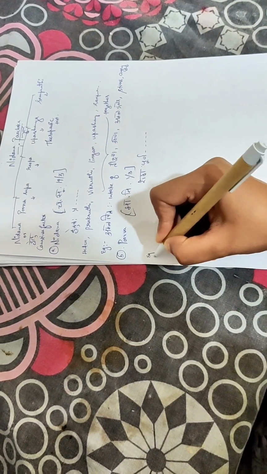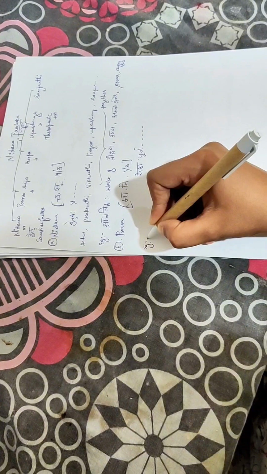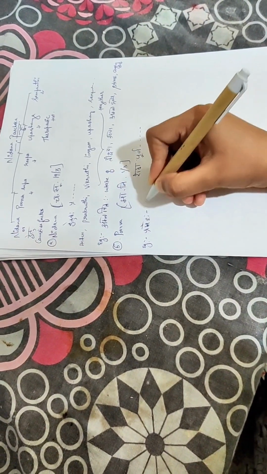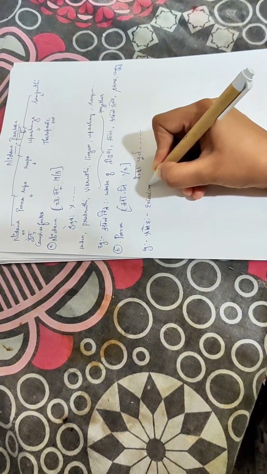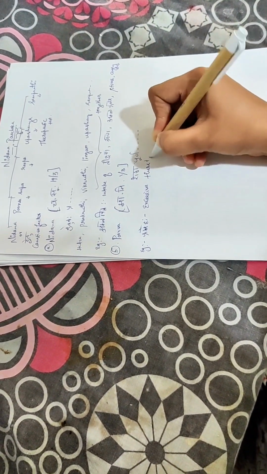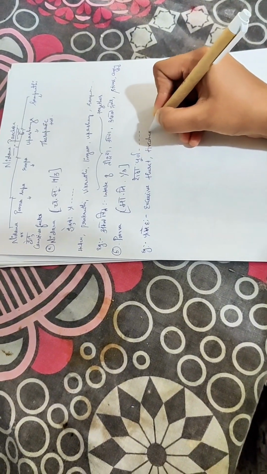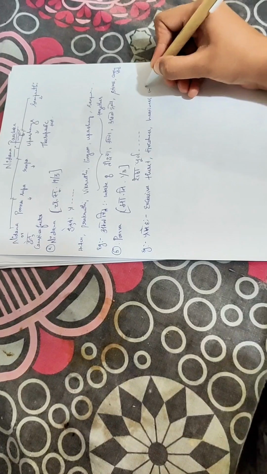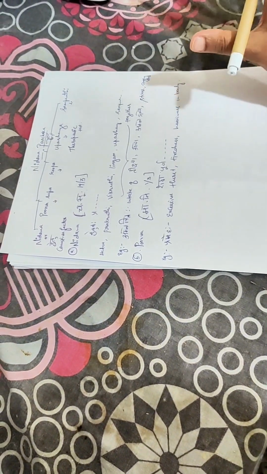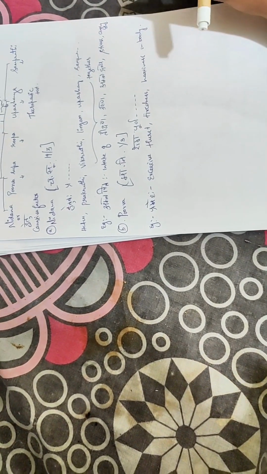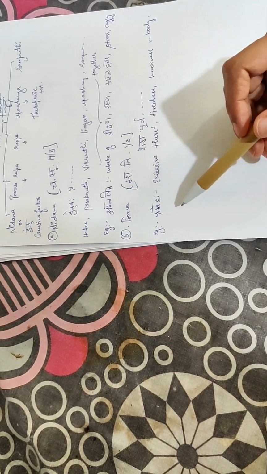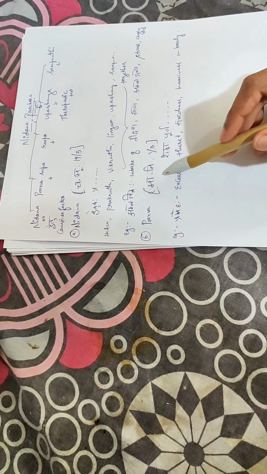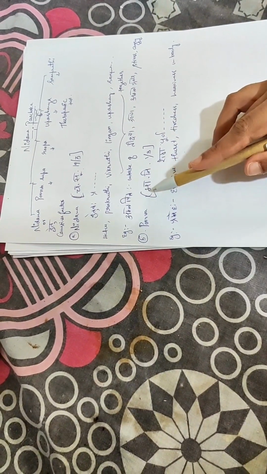Say, for example, take Prameha. You will feel excessive thirst, then tiredness, heaviness in the body. These are the Purvarupas, I'm just telling you a few. So before the occurrence of the main symptoms, you can see excessive thirst, tiredness, and heaviness in the body. These are the Purvarupas for Prameha.